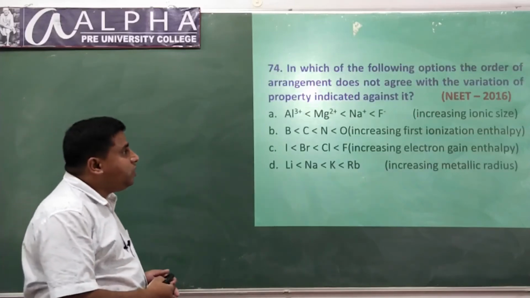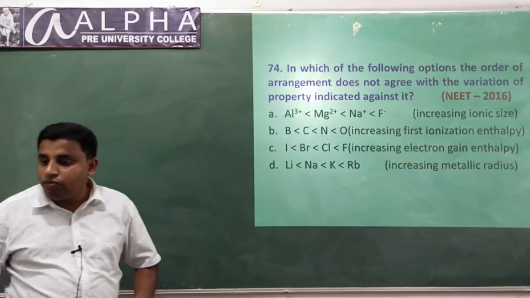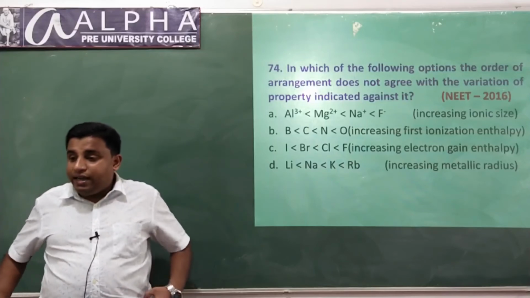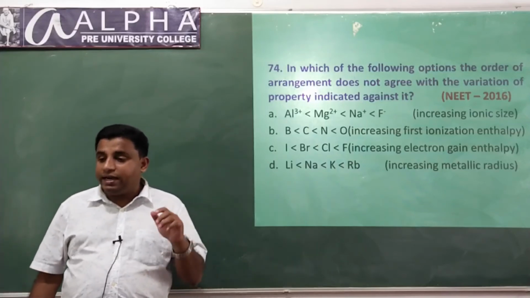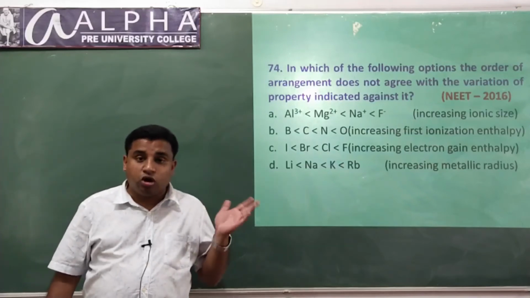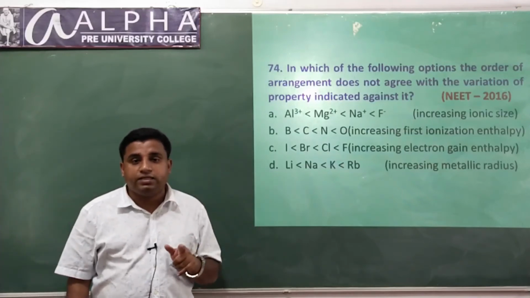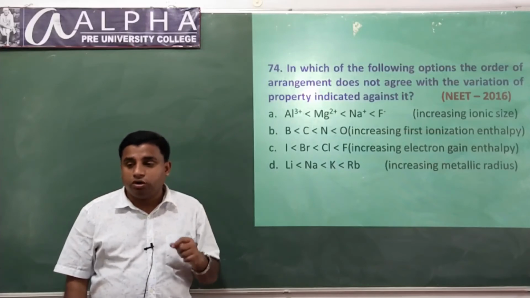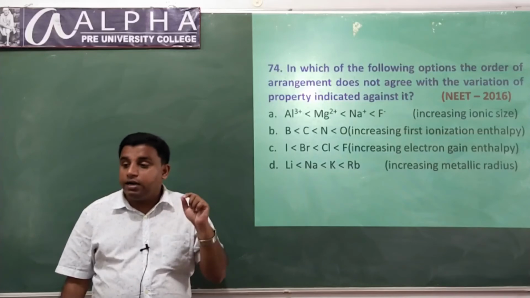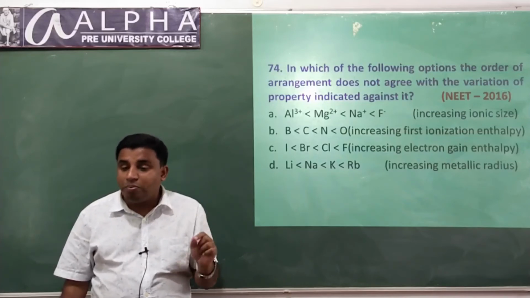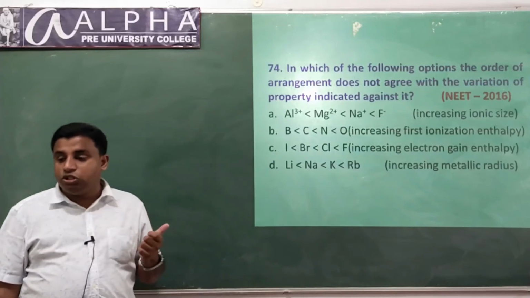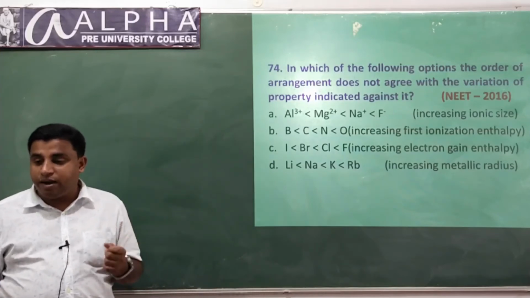Which of the following options has the order of arrangement that does not agree with the arrangement of the property indicated against it? It's a neat question from 2016. Please emphasize previous year question papers. We have Al3+, Mg2+, Na+ and F-.